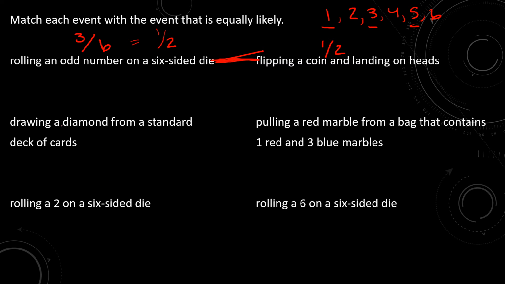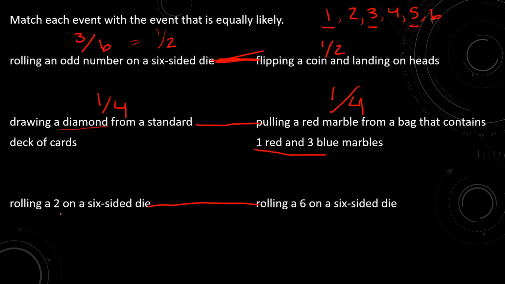The next one says drawing a diamond from a standard deck of cards. Well, think about a deck of cards, right? A deck of cards has 4 suits. It has hearts, diamonds, spades, and clubs. So one of those 4 suits is diamonds. Here it says I am pulling a red marble from a bag that contains 1 red and 3 blue. Well, I have 4 total marbles here, right? 1 red plus those 3 gives me 4, and only one of them is red. These two are also a pair, which means that these ones down here are also going to be a pair.